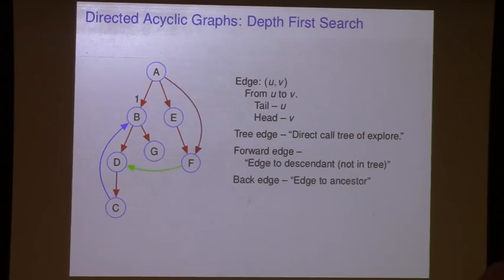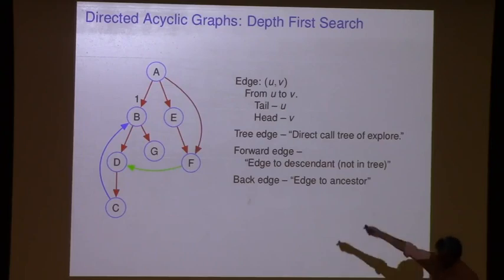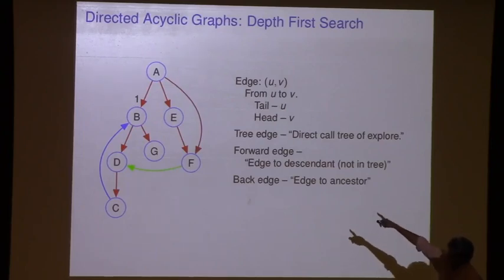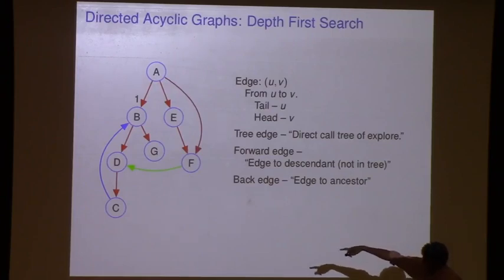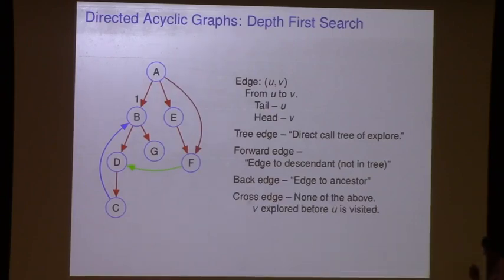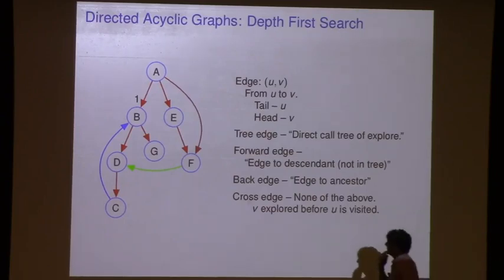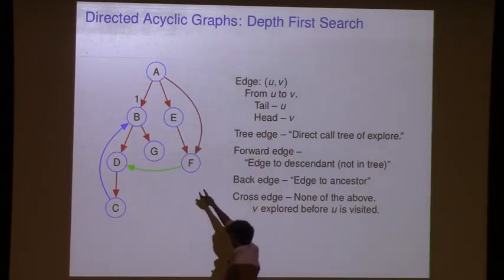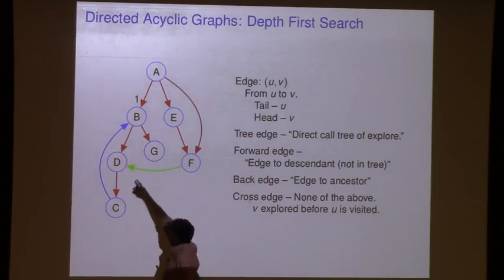Anybody see a back edge? Yeah. From C to B. It's an edge to an ancestor. So it differs from a forward edge. It's from an ancestor to a descendant. This is from a descendant to an ancestor. A cross edge is none of the above. But it has F before B.